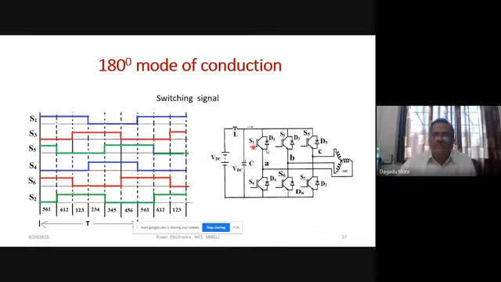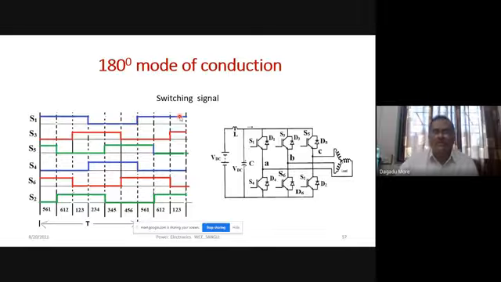And now here we have the 6 devices, and we have shown the switching signal. Here logical 1 means the device is on, logical 0 means the device is off, and you see it here. So this is our half duration, 180 degrees. Each device is on for a period of 180 degrees. So our S1 is on for 180 degrees, then off for 180 degrees.